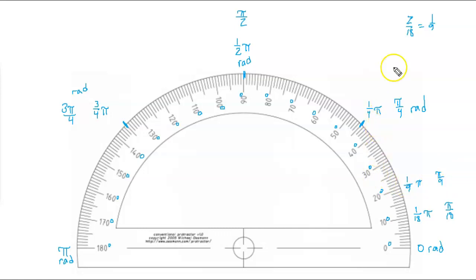Now 3/18. Well, that reduces too. That'll be 1/6. So this is 1/6 pi, or pi over 6. Now 4/18, well, it reduces too. Not all the way down to 1 though. It looks like 2 will go into both of these, so that's going to be 2/9. So now I have 2/9 pi, or 2 pi over 9, and so forth. So you can see how we're building these fractions, and now we have an exact radian measure and not just a decimal approximation.